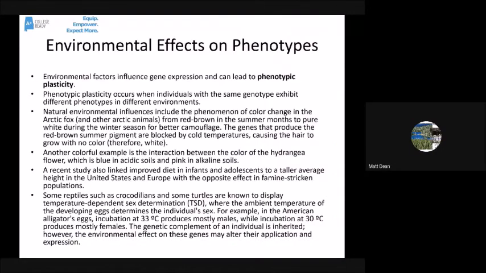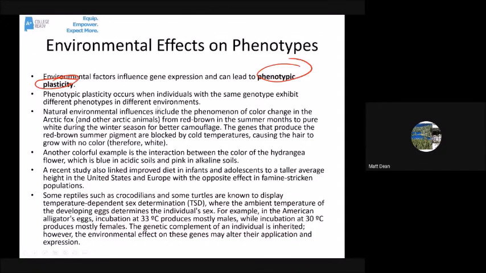One other quick topic I'll mention before we get to an FRQ is phenotypic plasticity. Phenotypic plasticity occurs when individuals with the same genotype have different phenotypes because they're in different environments. The environment can affect gene expression. Apparently, I had a question and I didn't hear it. I'll come back to that in just a minute.